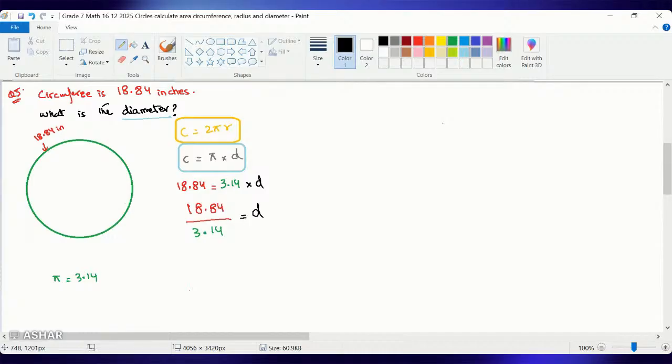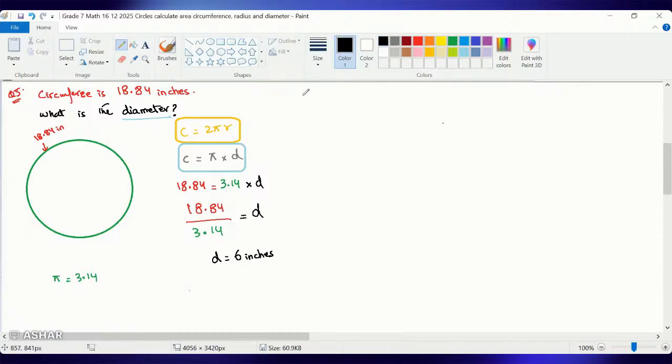18.84 divided by 3.14 means the diameter comes out to be 6 inches. We need to follow the unit that is given in the question. Okay, let's see if there is a question. Moving on further to the next question.